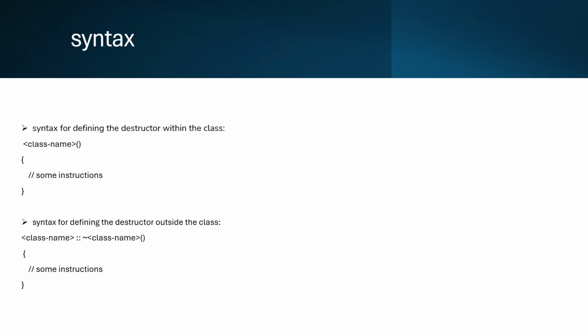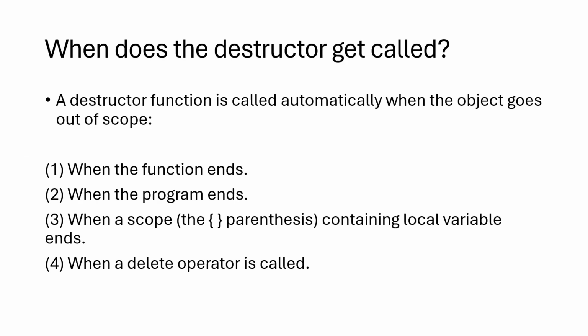What is the syntax? The destructor can be declared within the class or outside the class. Within the class means we just give the tilde operator and class name, followed by some instructions. Outside the class means we have to mention the class name, followed by some instructions. When does the destructor get called? It is called automatically when the object goes out of scope, that is, when the function ends, or the program ends, or the scope containing local variables ends, or the delete operator is called.